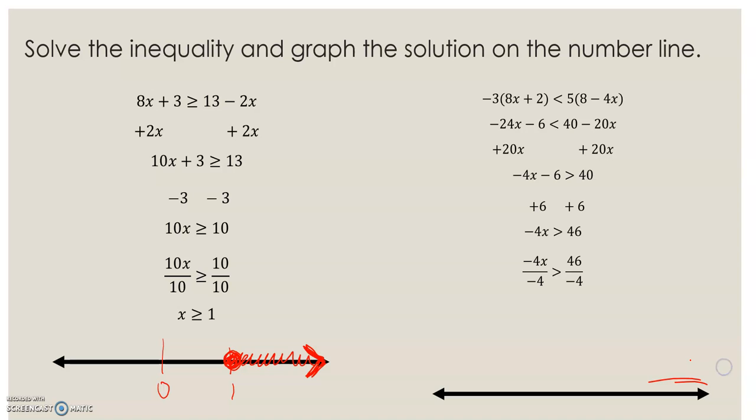Divide by negative 4 on both sides. Dividing by a negative, so flip the inequality symbol. X is greater than negative 23 over 2. We want to graph this, so let's change that to its decimal form. X is greater than negative 11.5. On our number line, we'll put our 0, negative 11.5. Open circle around negative 11.5. Shade to the right.